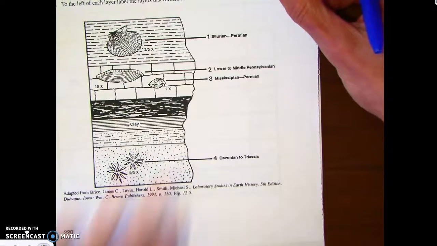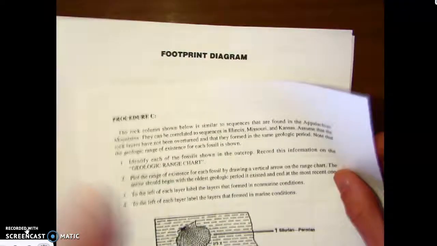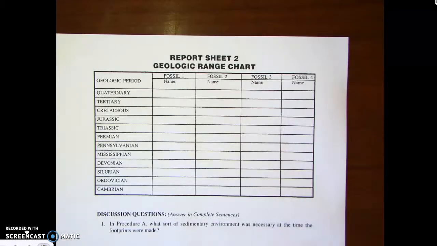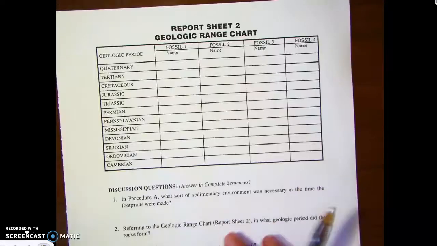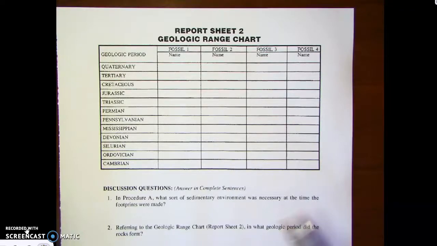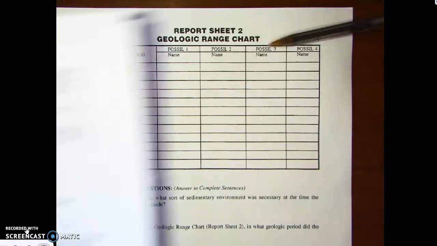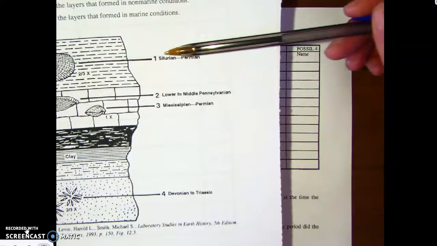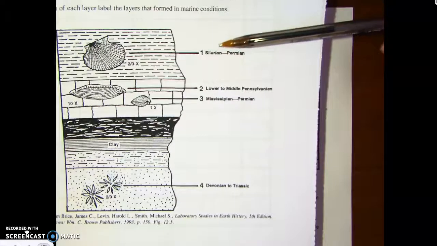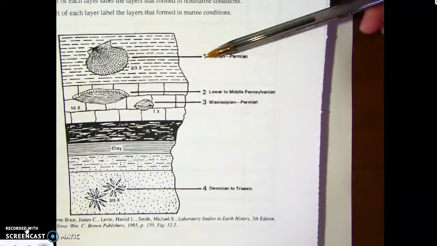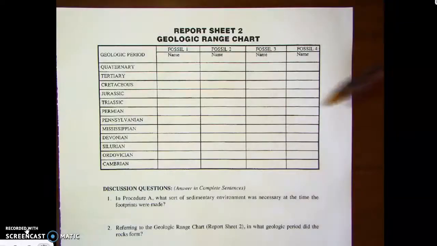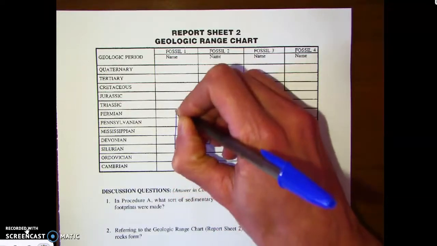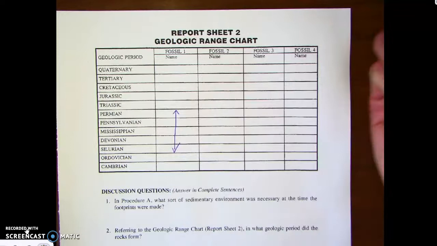Anyway, with these time ranges, what we're going to do next is to go to this part here, where it says geologic range chart. And basically what it's asking you to do is for each fossil, there are 4 of them in this section of the lab. Fossil 1, 2, 3, 4 are these 4 different fossils. We're going to draw an arrow to show the range of time that they existed for. So for example, fossil number 1 lived from Silurian to Permian. So now what I'm going to do is go from the Silurian to the Permian. And I'm going to draw an arrow that looks like this.